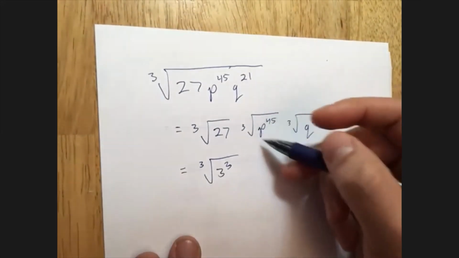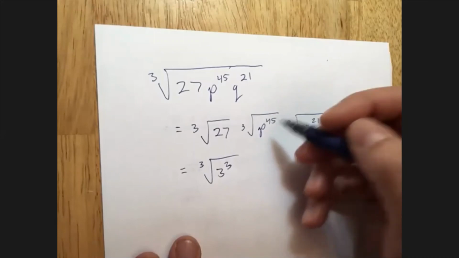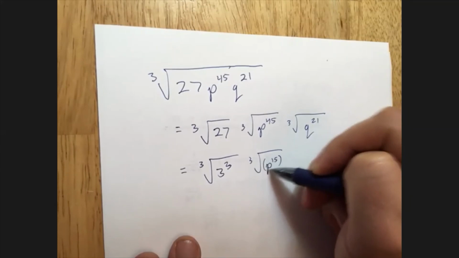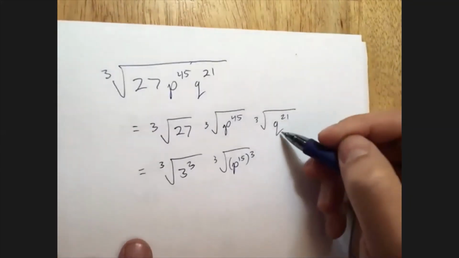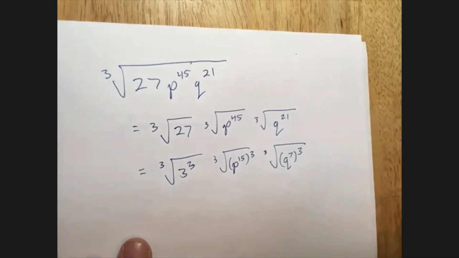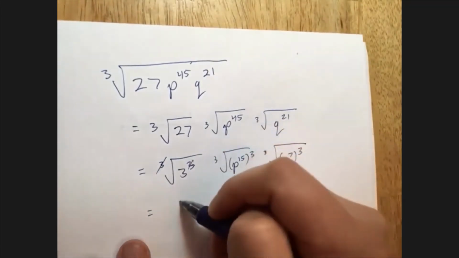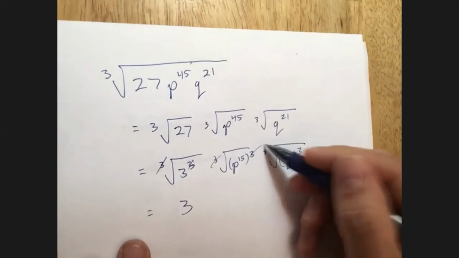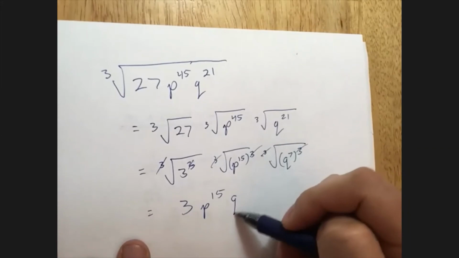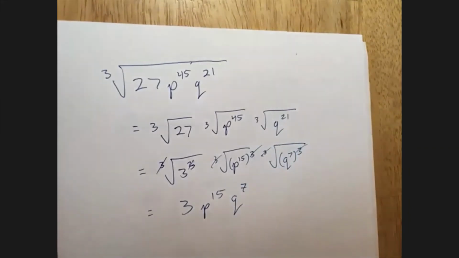And what is p to the 45 cubed root? Right? What do I have to cube to get p to the 45? Well, p to the 15. And what do I have to cube to get q to the 21? Q to the 7. So there's my answers. This and this cancel, that's a 3. This and this cancel, that's p to the 15. And this cancels, that's q to the 7. Right? So we've simplified it. You're basically just dividing the exponents by 3. That's all you're doing here.